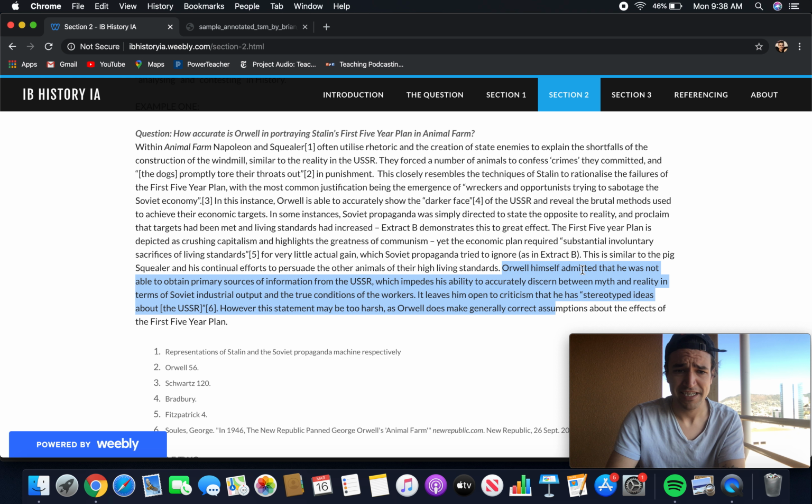It goes into limitations. Basically, in this scenario, Orwell has a limitation because he's admitted he was not able to obtain primary sources of information for his book from the USSR. This impedes his ability to accurately discern between myth and reality in terms of Soviet industrial output. At this point in 2020, we do have that information, but at the time that Orwell wrote this book, it was smack dab in the middle of the Soviet Union, so he was unable to actually get accurate sources, and this was before computers and everything.